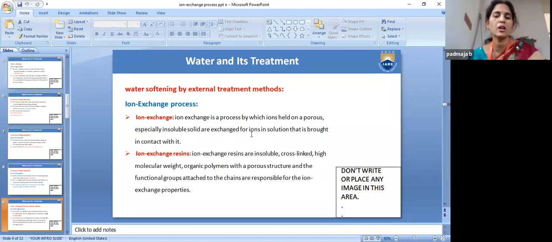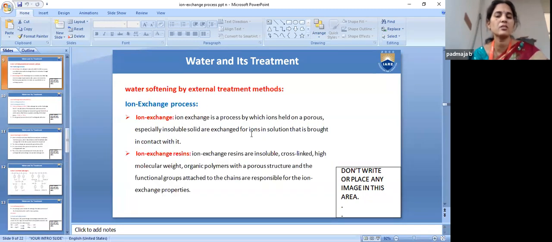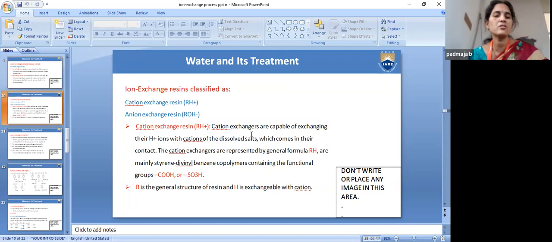The ions present in the ion exchange resin will exchange with the ions, either cations or anions, present in the water sample. So what are ion exchange resins? These are insoluble, cross-linked, high molecular weight organic polymers with a porous structure, and the functional groups attached to the chains are responsible for the ion exchange properties. There are two types of ion exchange resins. One is the cation exchange resin, the other is the anion exchange resin.